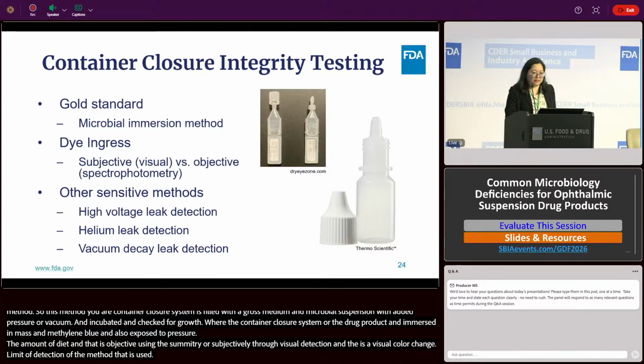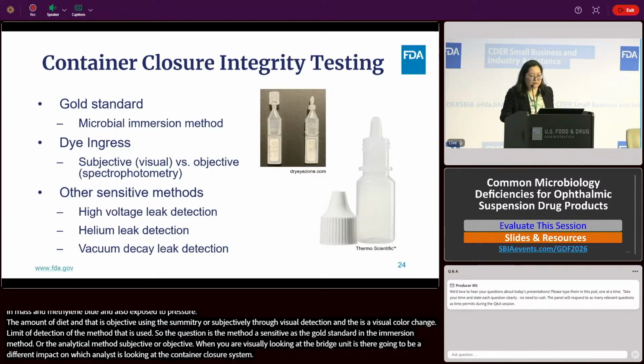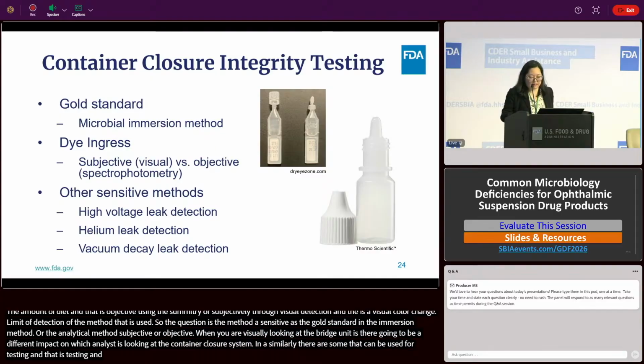When you're visually looking at a breached unit, is there going to be a different impact based on which analyst is actually looking at the container closure system? Similarly, there are some advanced technologies that might be used for CCIT testing, and this could include high voltage leak testing, helium leak testing, and vacuum decay leak testing. And all of these have different types of limitations as well.